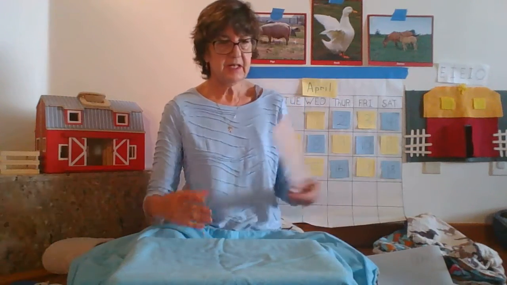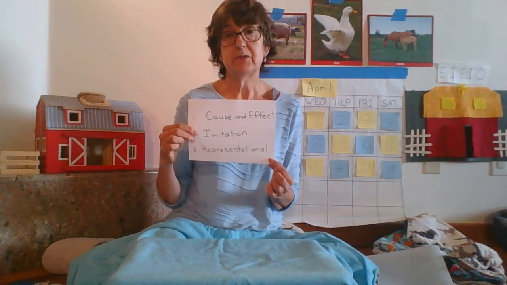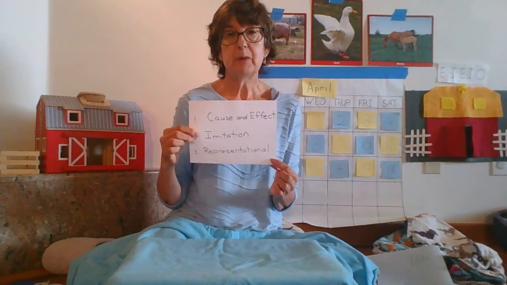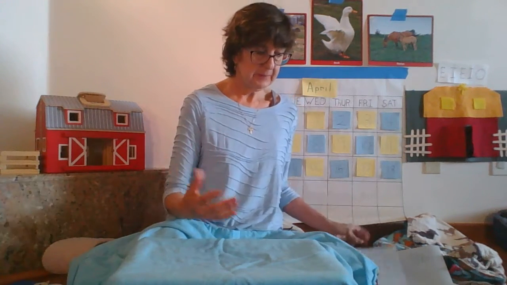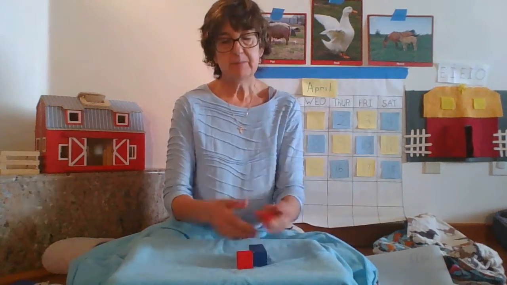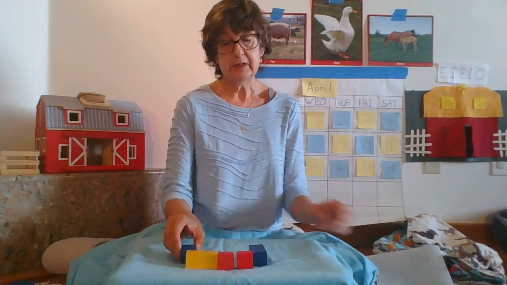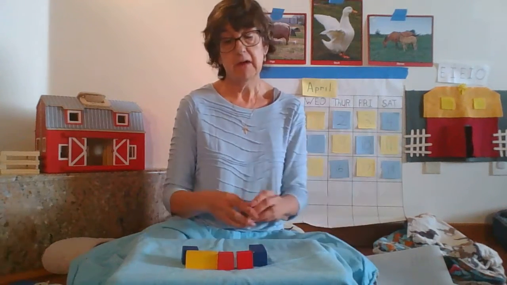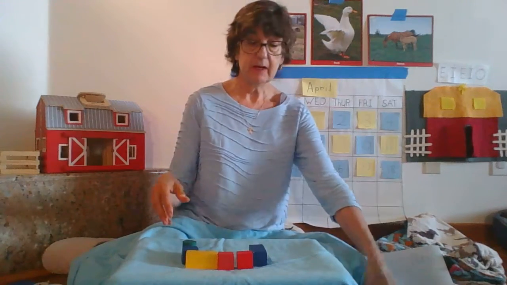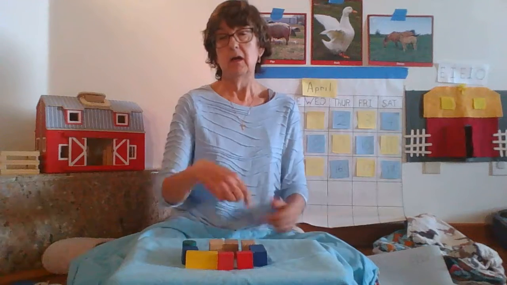After imitation, a lot of children go, and it's always not this direct of a line, but representational play happens next. So they might build something, and it's really good not to say, oh, you're building a house, because it might not be a house. It might be a yard.